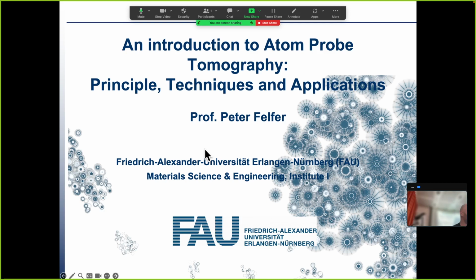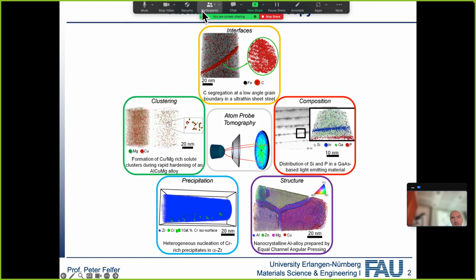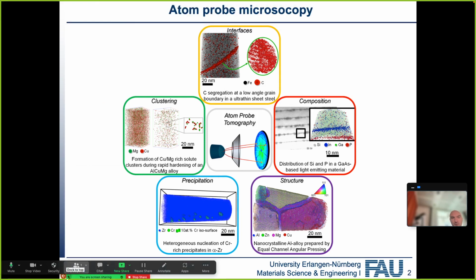Okay, so atom probe tomography. What is atom probe tomography? Well, it's more or less the answer to how to analyze single atoms in solid materials. And what we work on typically is a couple of different things.